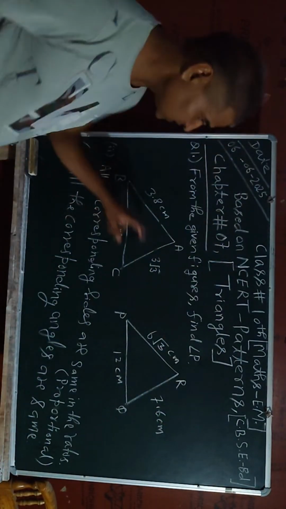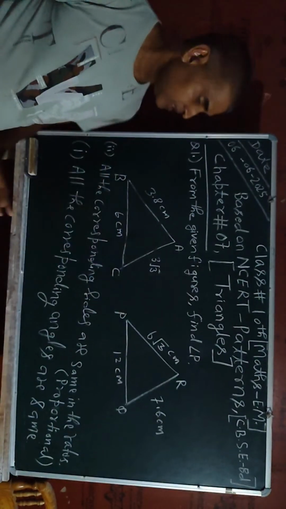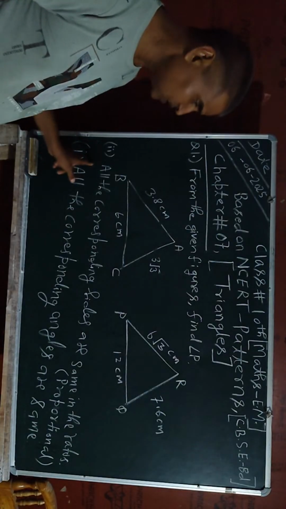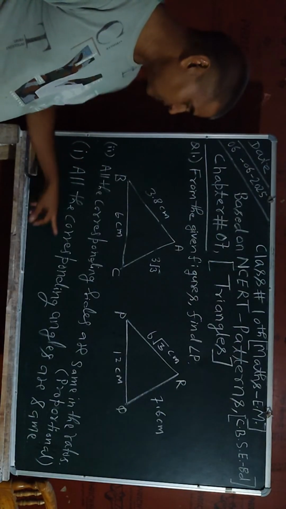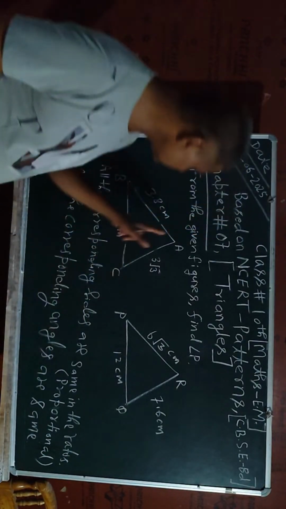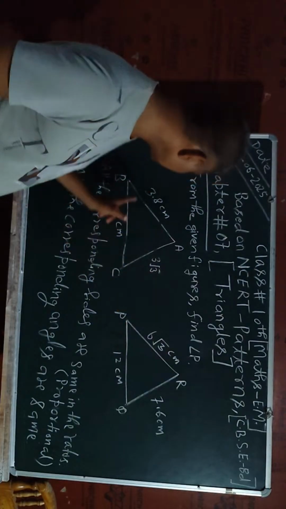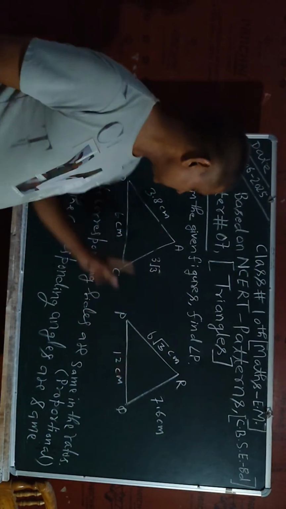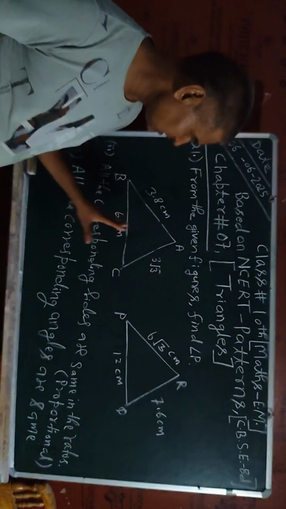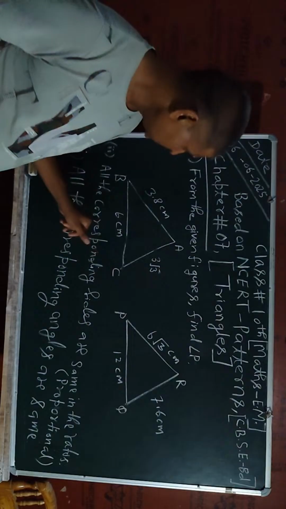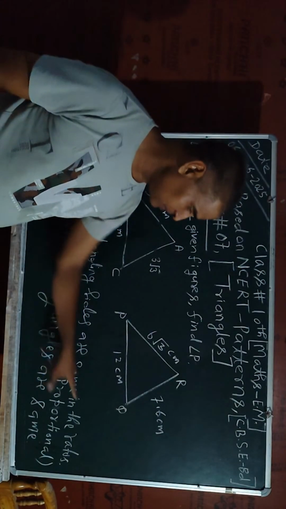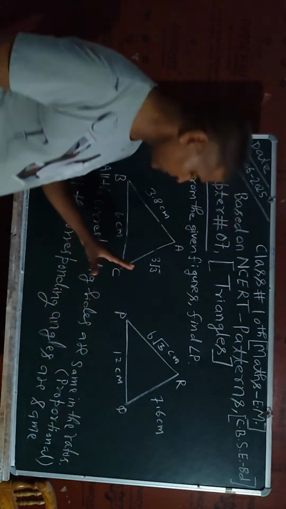Two figures will be similar if the first condition is followed and also the second condition is followed. It means that all the corresponding angles are the same. This angle is equal to this angle, and this angle is equal to this angle, and this angle is equal to this angle. So I will say this is the first condition if the figures are obeying it. So I will check the second condition: all the corresponding sides are in the same ratio, or proportional.